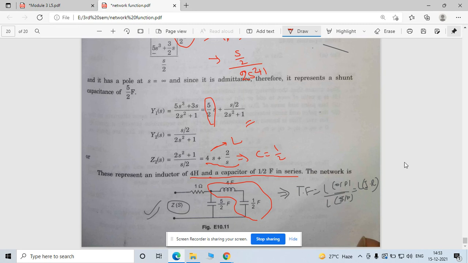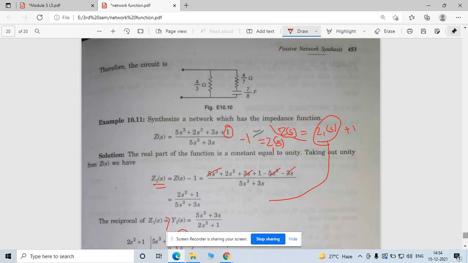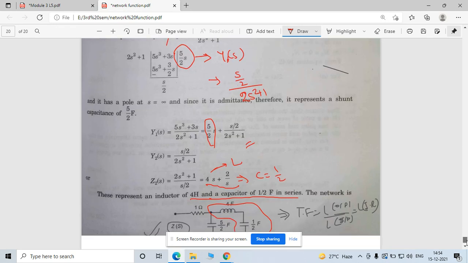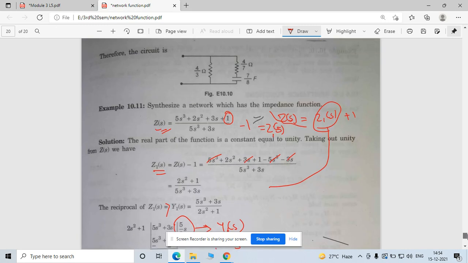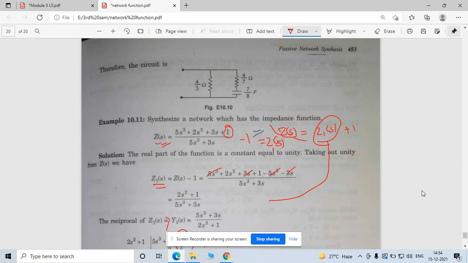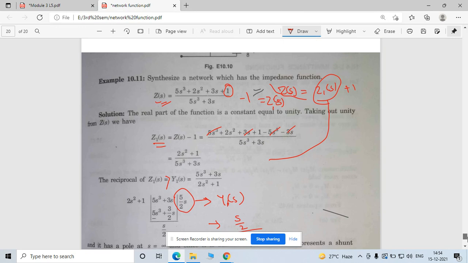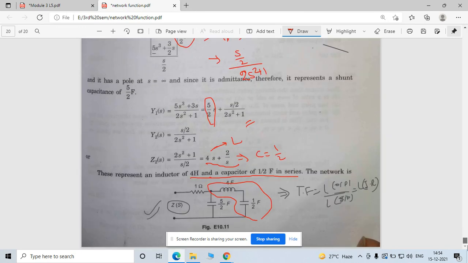Okay, so you have taken out 1 as a constant from this. So this is the impedance function given to you. Okay, so 1 represents your resistance here, right? Because you have taken out 1 from this impedance function, so 1 represents your resistance here. Okay, so these are the methods by which you can draw this circuit, synthesize your circuit.